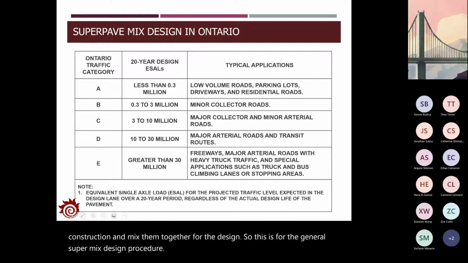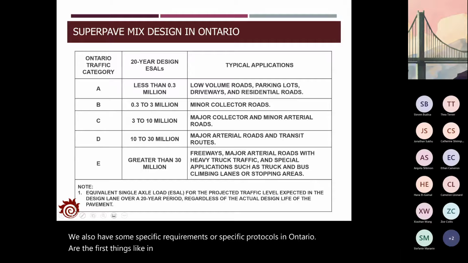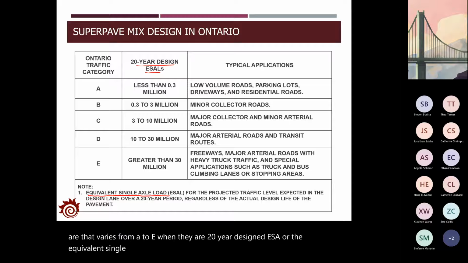We also have some specific requirements or specific protocols in Ontario. The first thing is that in Ontario, we categorize the traffic into 5 levels, varying from A to E. This depends on the 20-year design ESAL, the equivalent single axle load, which is related to the traffic volumes and especially truck volumes on the road.